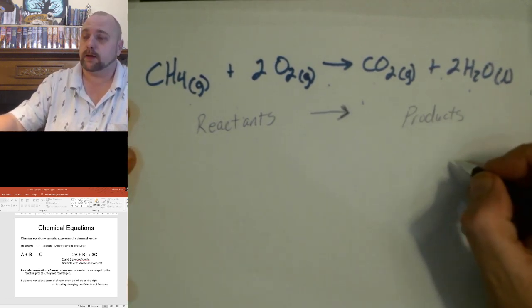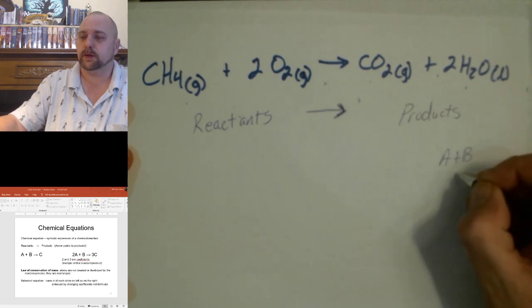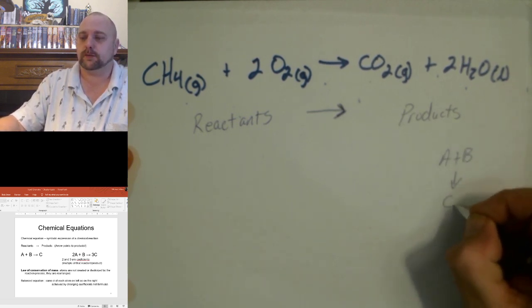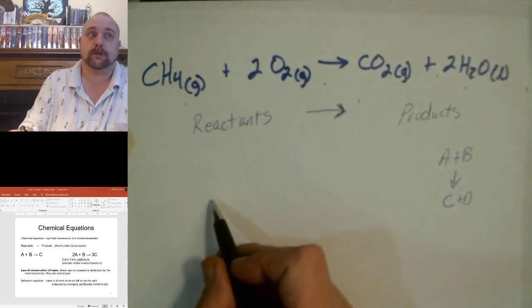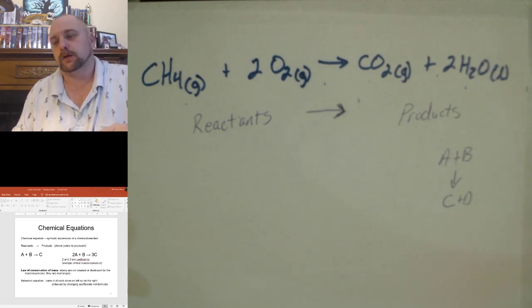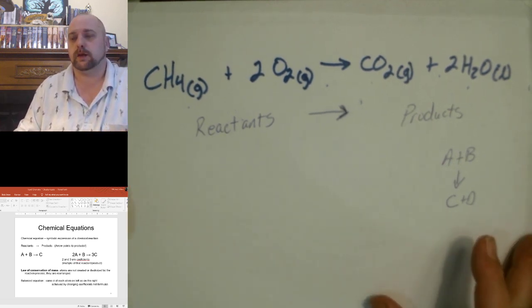So if I run out of room over here, A plus B, I can make it go down to C plus D. And so the products would be C and D. We could wrap it around to the other side. So it's really just a matter of following the arrow.